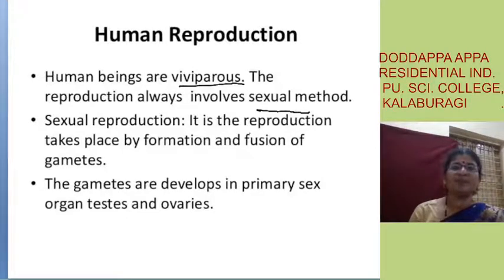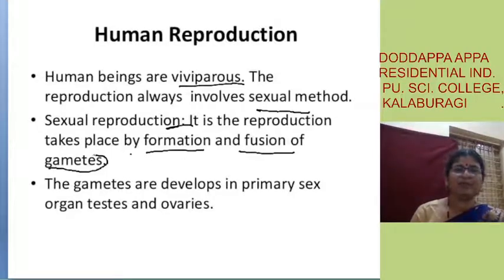So what is the important feature of sexual reproduction? Formation and fusion of gametes is there. Fine. So my pen went somewhere. Okay children, here it is. So what is the important feature? That is, formation and fusion of gametes in sexual reproduction. And these gametes are developed in primary sex organs.